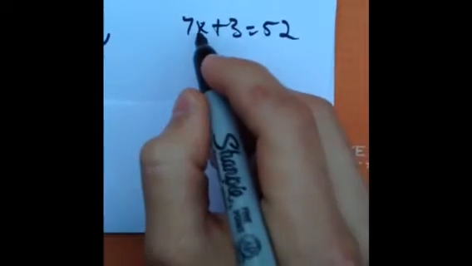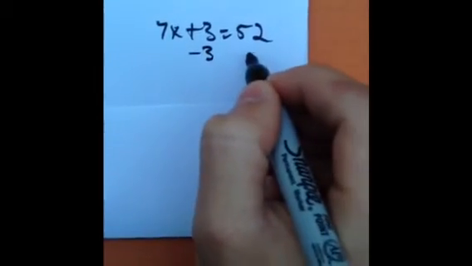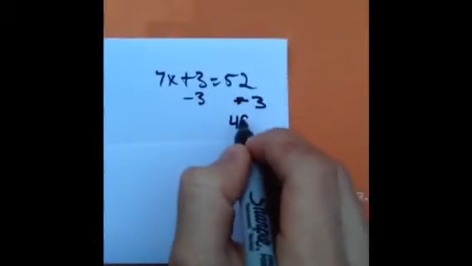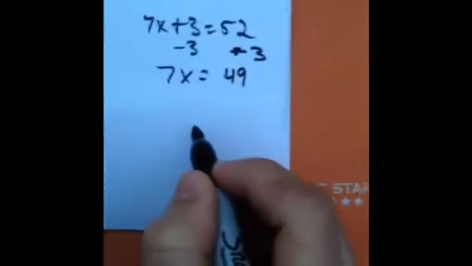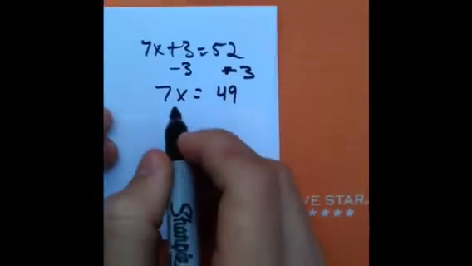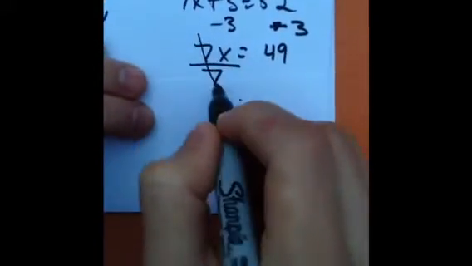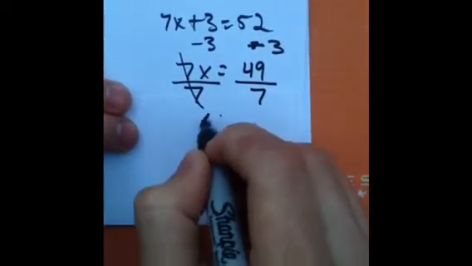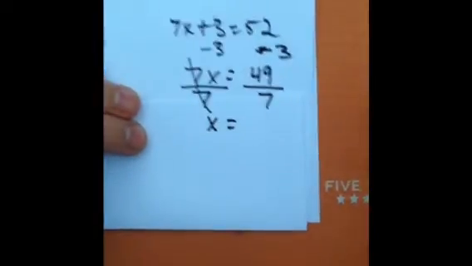First, we want to isolate the 7x because that's where the variable is. So we want to get rid of the 3 on this side, subtract 3, do the same to the other side, subtract 3. So that's 49. 7x equals 49. Okay, now we want to completely isolate the variable. So let's divide 7x by 7 to get rid of that 7. They cancel. Divide 49 by 7. And you get x equals 49 divided by 7, which is, class?